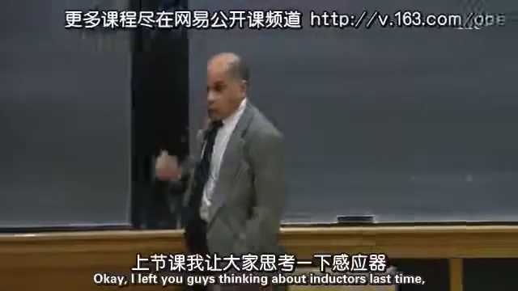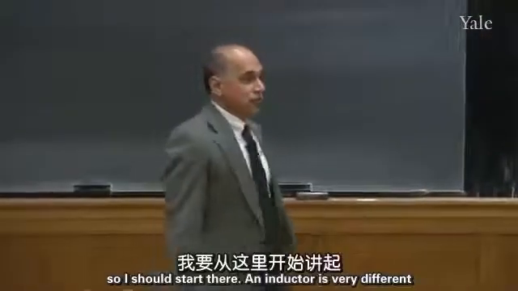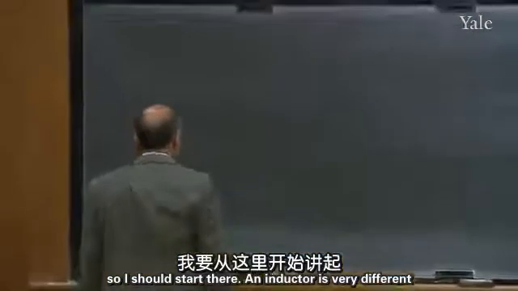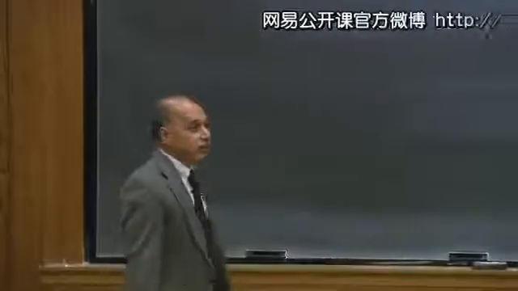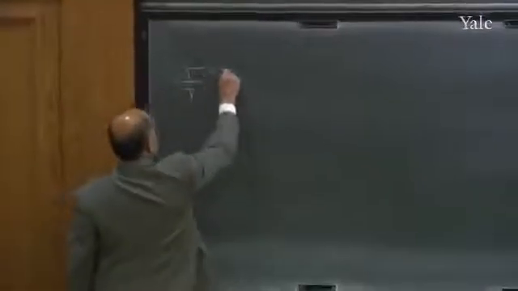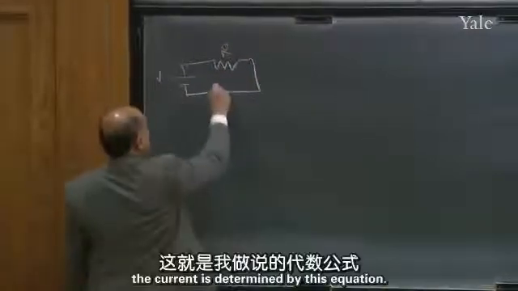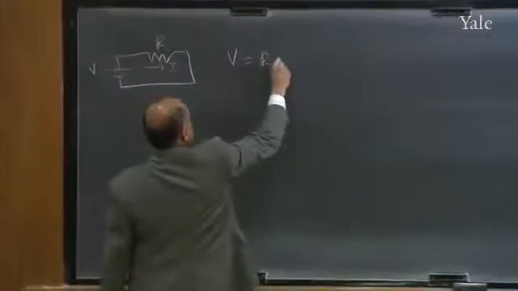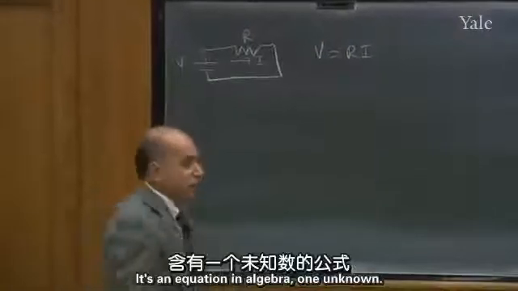I left you guys thinking about inductors last time, so I should start there. An inductor is very different from the resistor when you start doing circuit theory. Because when you have a resistor and you connect some voltage to it, the current is determined by this equation. This is what I call an algebraic equation. It's an equation in algebra, one unknown.